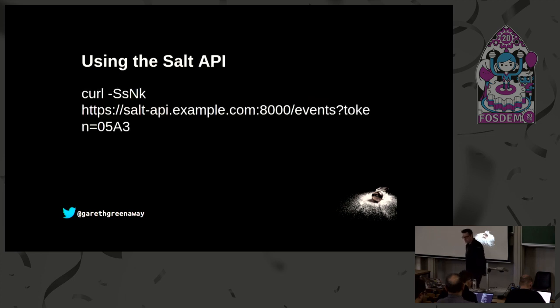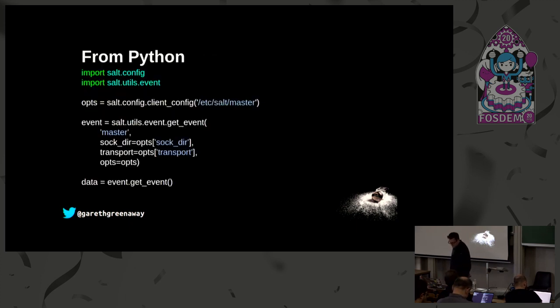We can also get events using the Salt API. So running a curl against whatever URL you have configured on your Salt master for the Salt API, passing it events and a token that you've generated, will give you a streaming list of events. We can also do it directly from Python. So we can query the event bus using just some simple Python code here. Here we're importing some Salt-specific Python modules and then connecting to the event bus using some Python code.